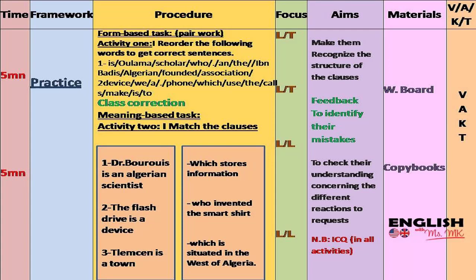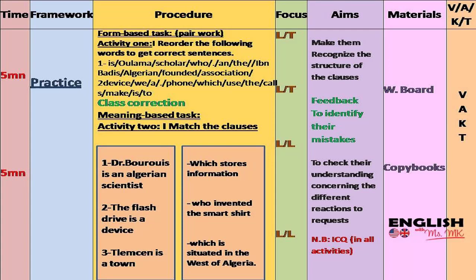In practice, we have kinds of activities. The first activity should be form-based. What is form-based? It means it should be highlighting the structure, only the structure. So I reorder the following words to get correct sentences. Here we have two long sentences containing who and which. And then I move to the second activity, which is going to be a meaning-based task.